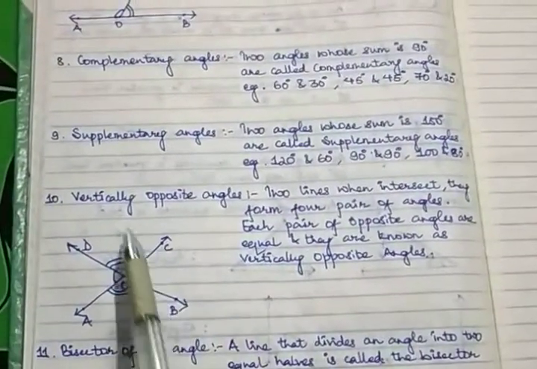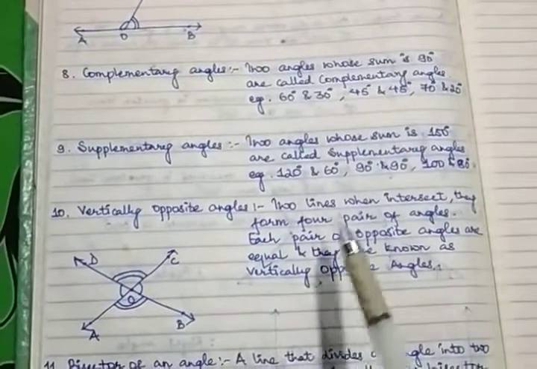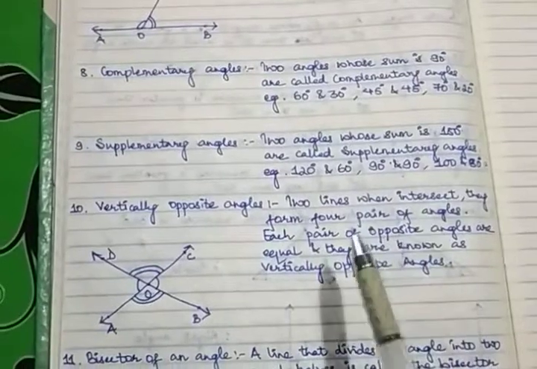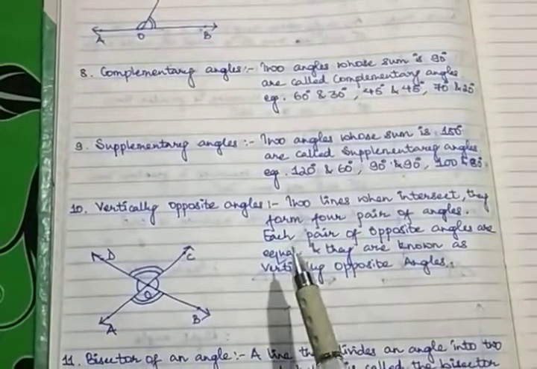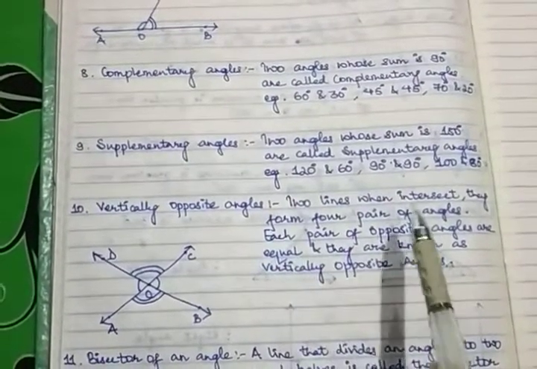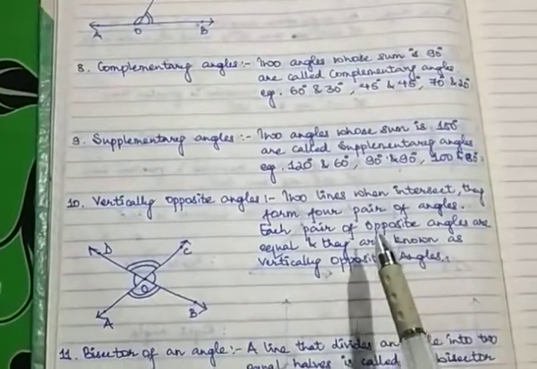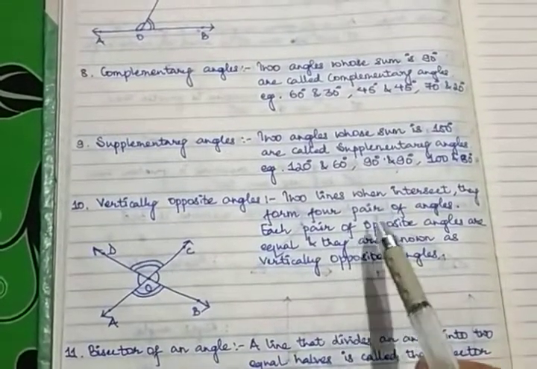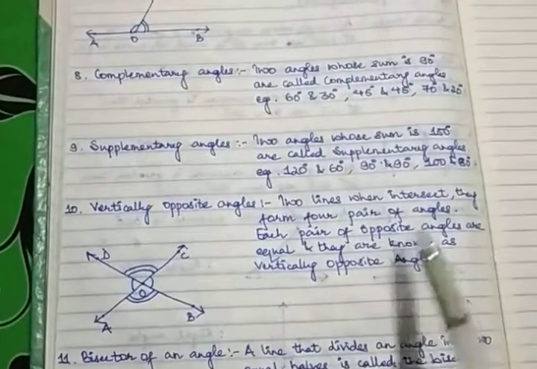Now this one is also a very important one. Now see, vertically opposite angles. For vertically opposite angles, two lines intersect. Now see, what did I tell you about the terms? I told you that I'll come to the point as well, isn't it? Two lines intersect. Intersect means they are just crossing one another. Two lines, when they intersect, form four pairs of angles.